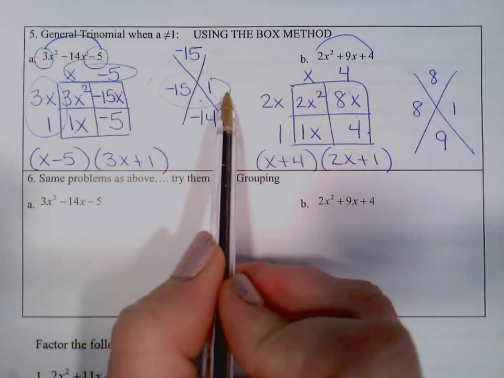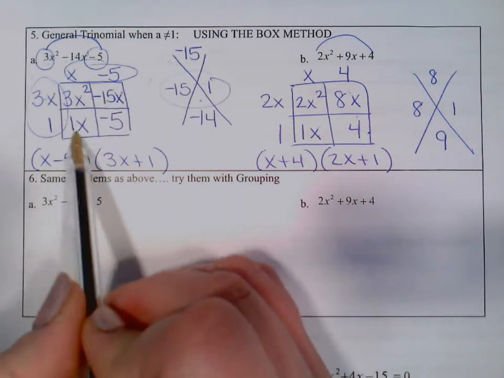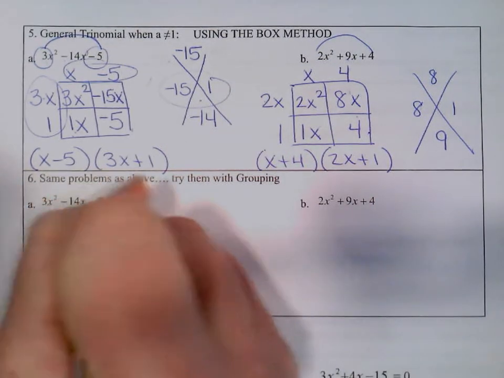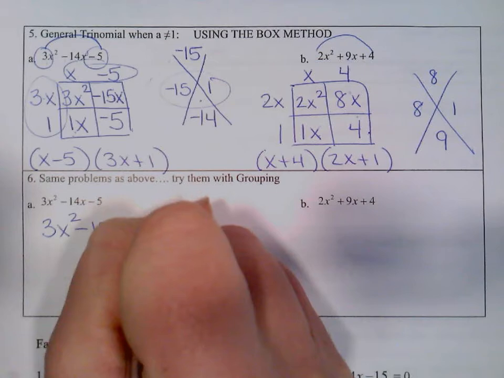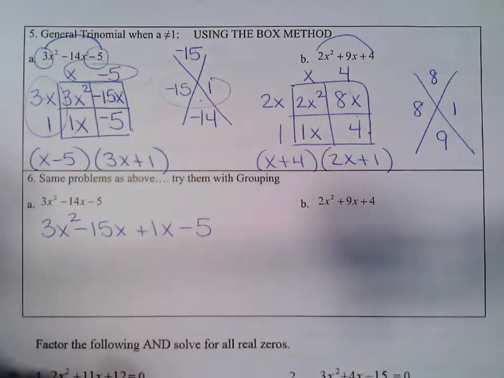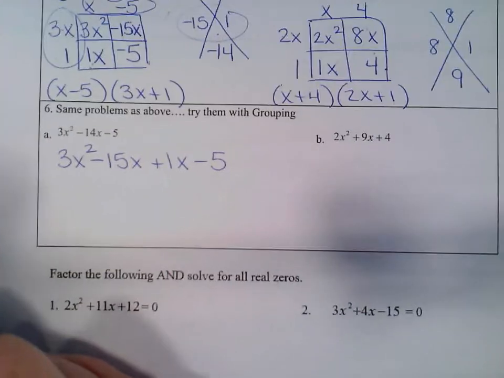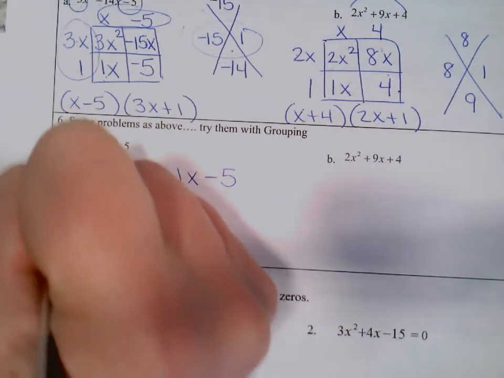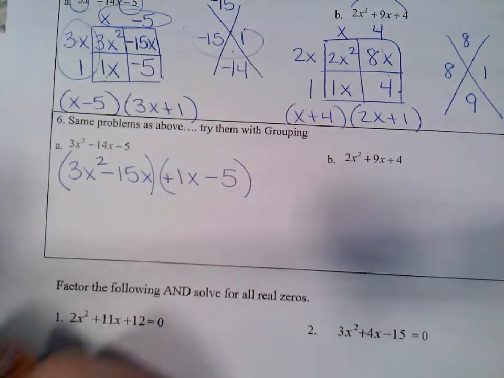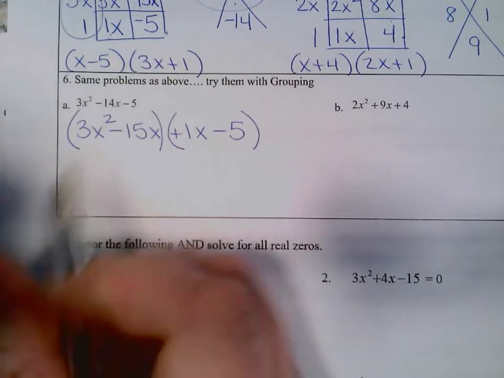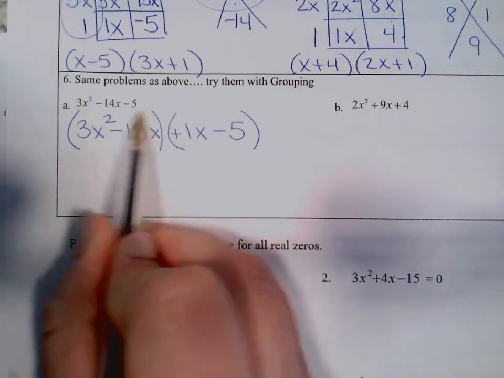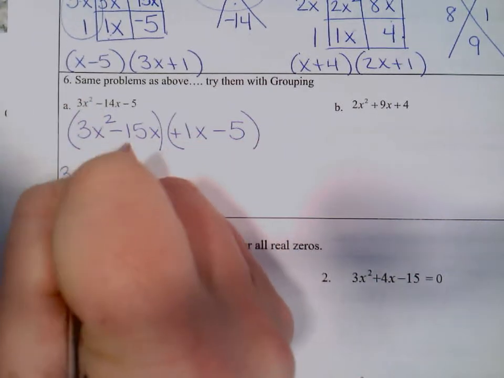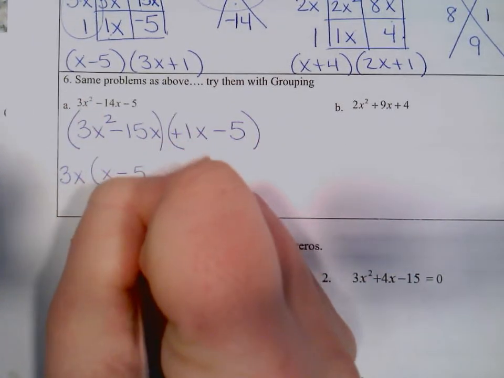The negative 15 and 1, instead of writing all of these 4 numbers inside the box, you write your problem 3x squared minus 15x plus 1x minus 5. So you write them out as 4 separate terms. It doesn't matter the order that these 2 terms are in. Whoever's next to them as their friend, they get grouped together. You take the greatest common factor out of each set of parentheses. So I'm going to pull out a 3x, and what am I left with? x minus 5.